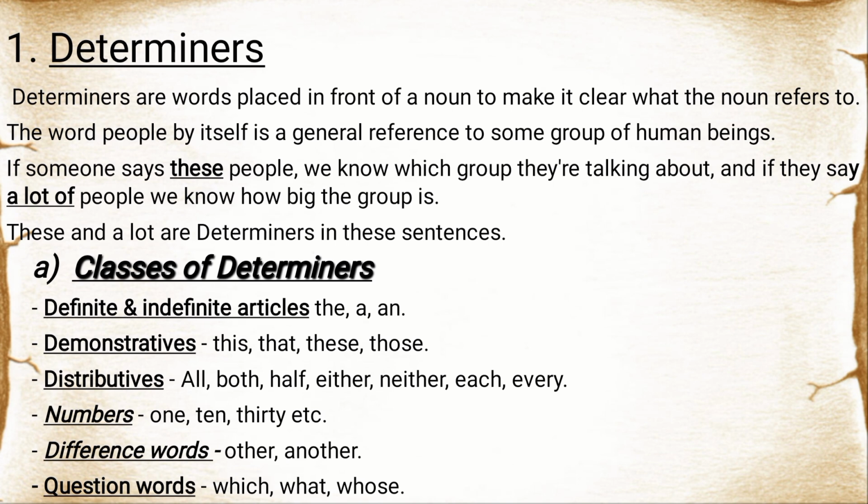A. Classes of determiners. Classes of determiners are: 1. Definite and indefinite articles: the, a, an. 2. Demonstratives: this, that, these, those. 3. Distributives: all, both, half, either, neither, each, every. 4. Numbers: 1, 10, 30, etc.